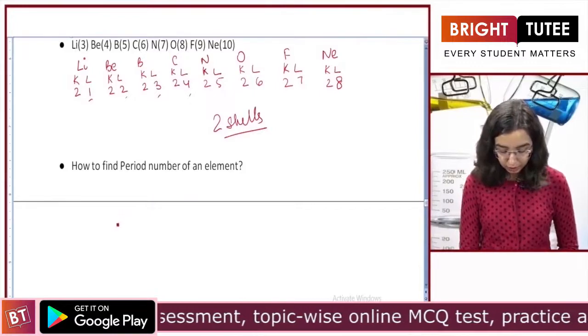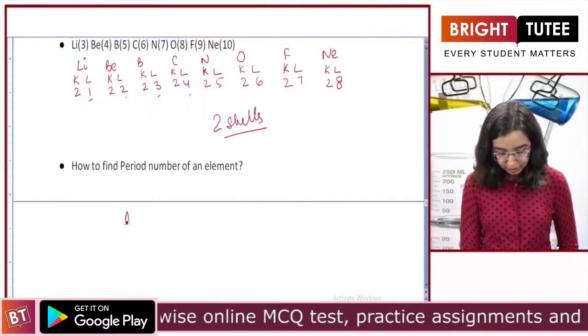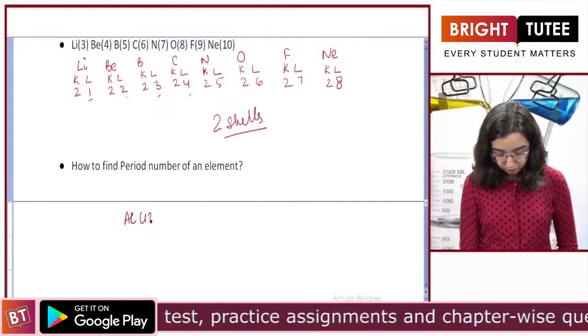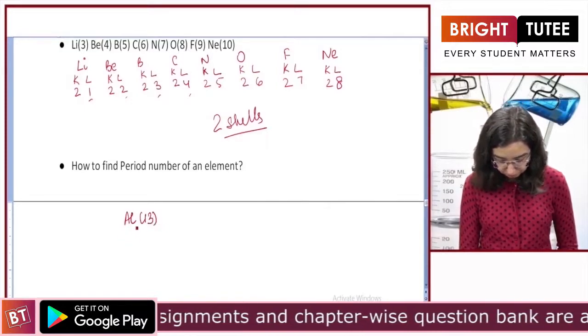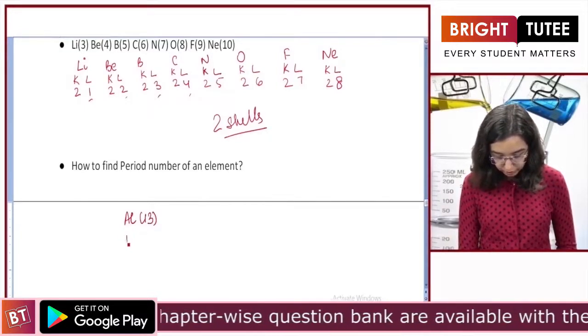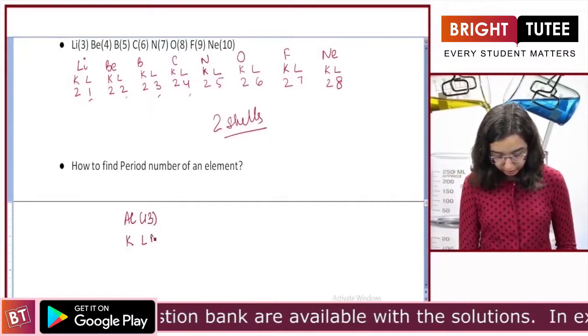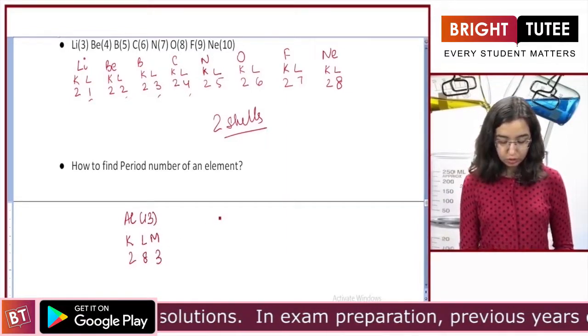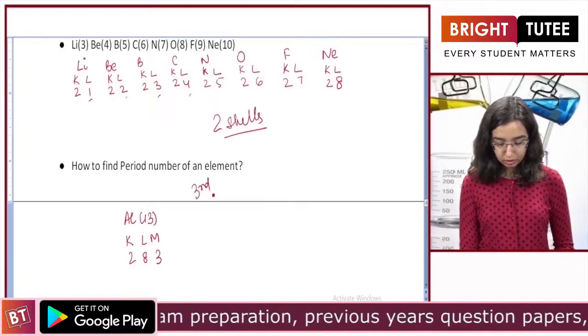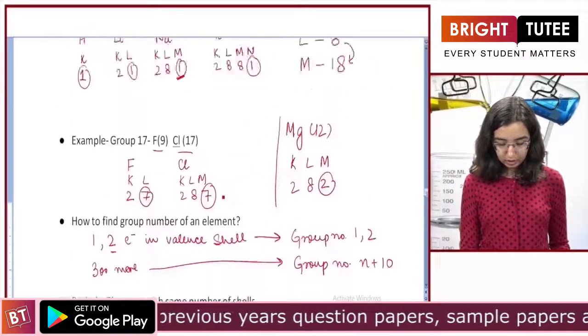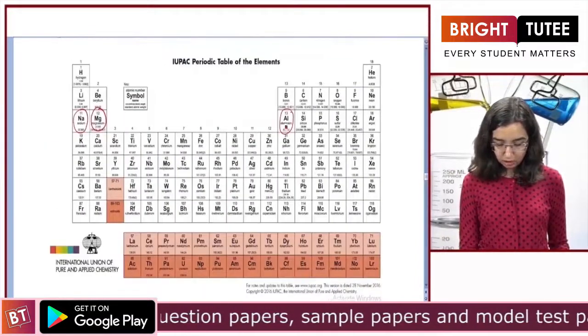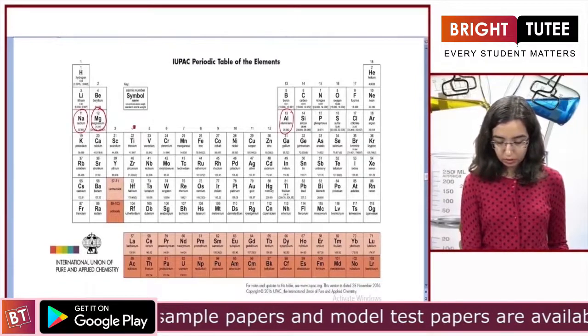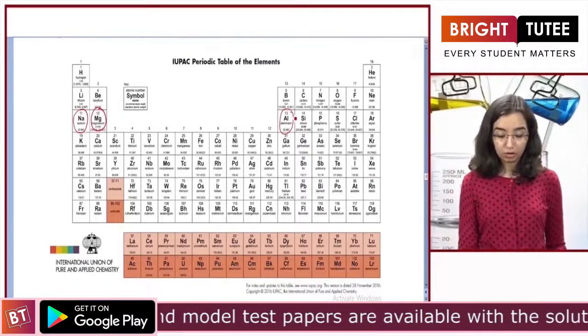Now let me take another example. Let's again take aluminium. Aluminium has atomic number 13. So K, L, M shell, 2, 8, 3. So it should belong to the third period. Let's see. You see, aluminium belongs to the 1, 2, 3, third period of the classification.